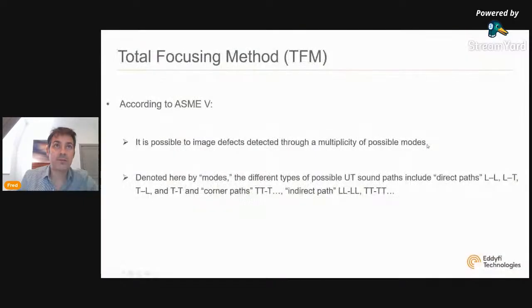When it comes to TFM, according to ASME, it is possible to image defects through a multiplicity of modes. What is a mode? A mode is a different ultrasonic path. So it can be a direct path like LL, LT. It can be a corner path, which is what we're going to talk about today. It can be an indirect path, like LLLL, so L, 4L, so essentially 4 legs.